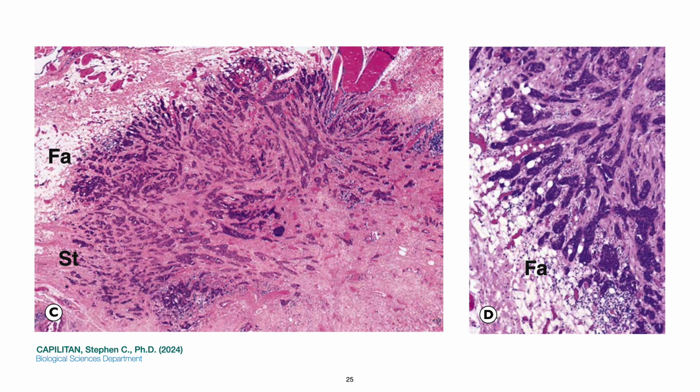There is no tendency to form a capsule here, and the ill-defined tumor margin is illustrated in 7.12D, in which hyperchromatic malignant cells can be seen infiltrating the surrounding adipose tissue.